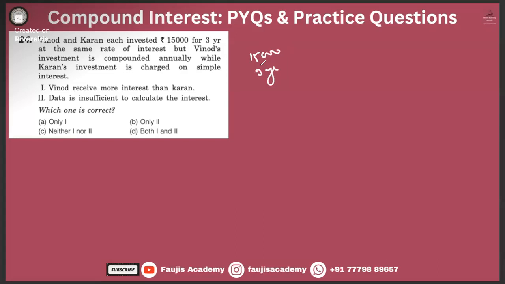We know that Vinod and Current each invested 15,000 for 3 years at the same rate of interest. Vinod's investment is compounded annually, while Current's investment is charged on simple interest. Statement 1: Vinod will receive more interest than Current. Statement 2: Data is insufficient to calculate. So statement 1 is obviously correct. In compound interest, we get more, right? Vinod will obviously receive more interest than Current.